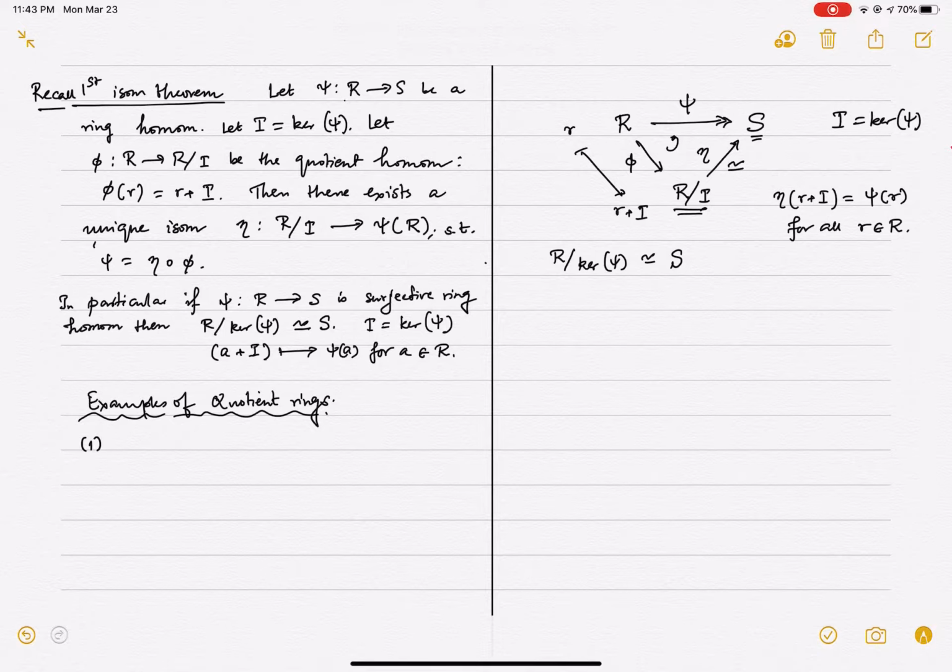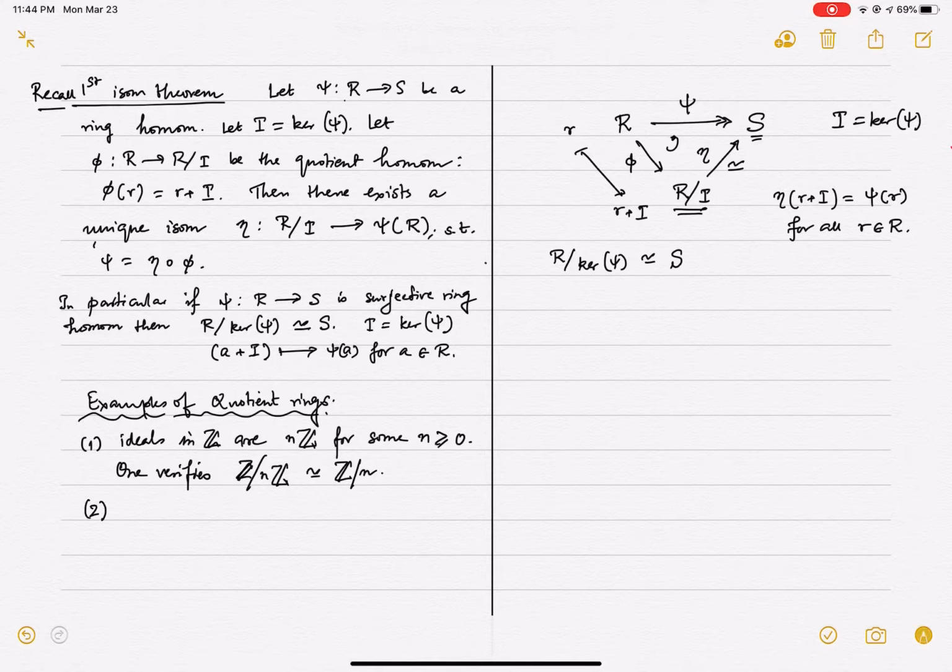The first one is no surprises. Ideals in Z are these guys, nZ, for some n greater than or equal to 0. This is an easy exercise. One verifies that the quotient ring is the same as, guessed it, Z mod n. I mean, we know this as groups. I'm saying this is true as rings as well. Nothing much here.